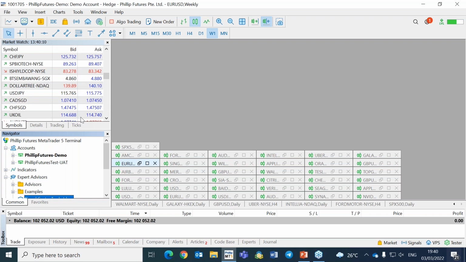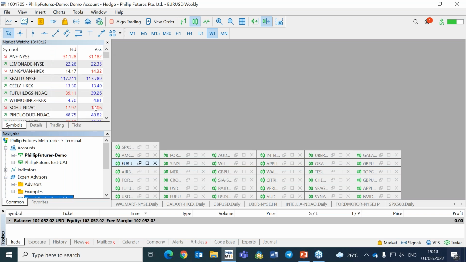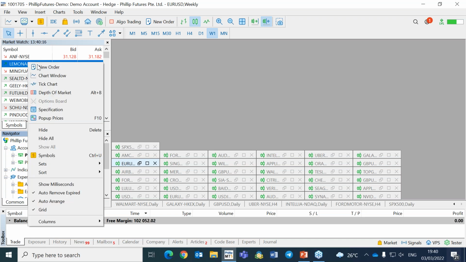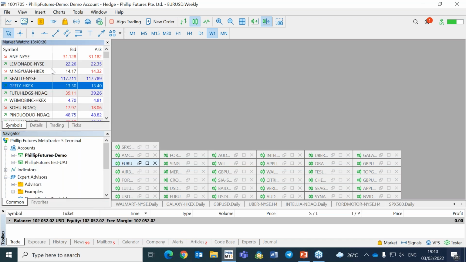Okay, so let's see how we can find out more about a contract. First of all, like I mentioned just now, you right click here, then you can show all the contracts. Secondly, if you want to see the contracts, you can go to this dollar sign up here.